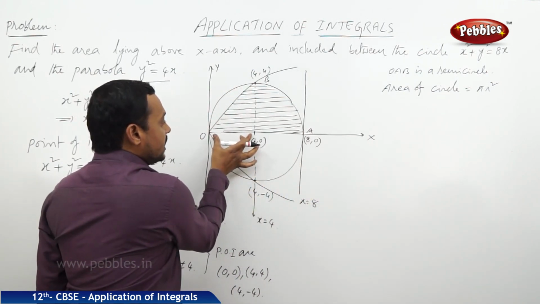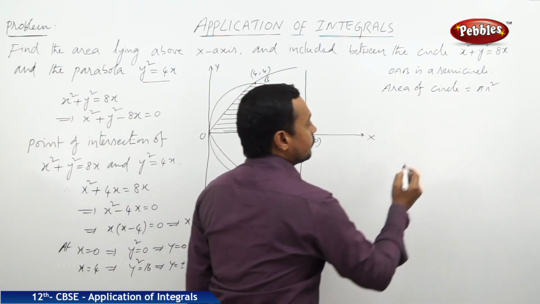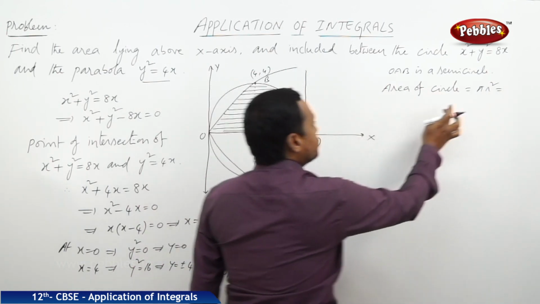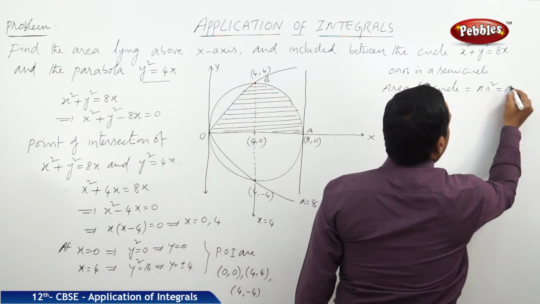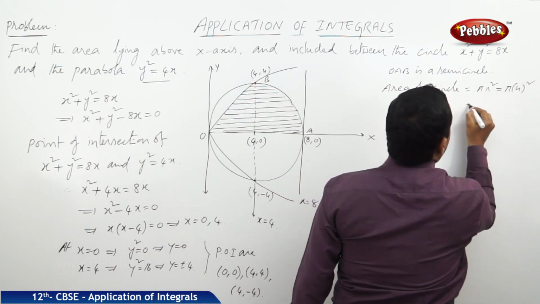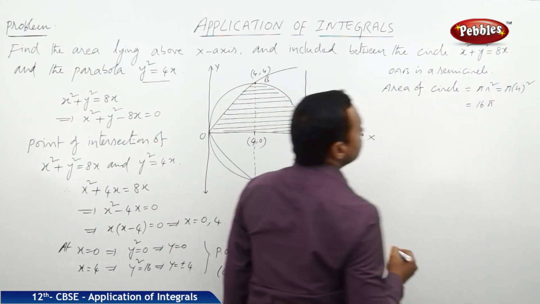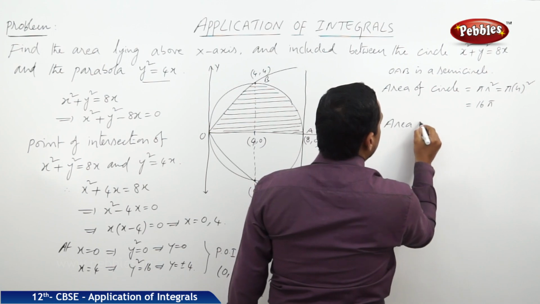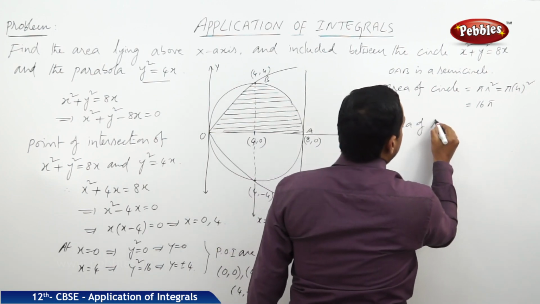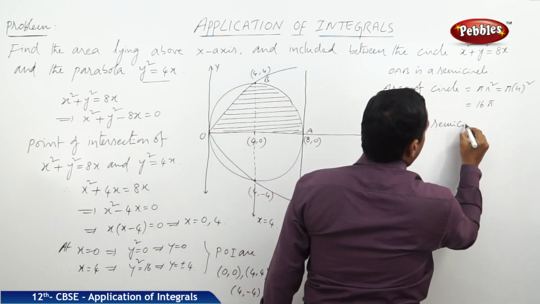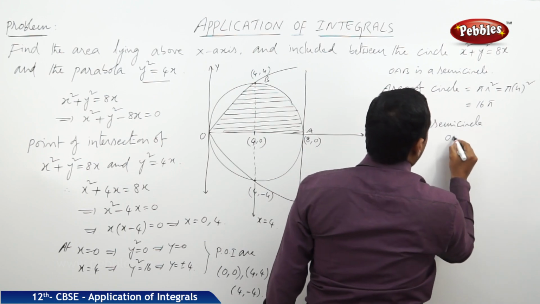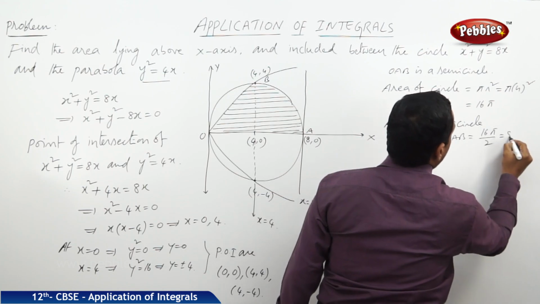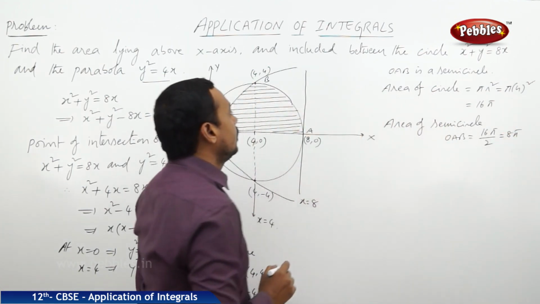Of course, here the radius of the circle is equal to 4 units. Substitute here 4 square, pi into 4 whole square. Now that is equal to 16 pi. Hence, the area of semicircle OAB is equal to 16 pi by 2, that is equal to 8 pi square units.